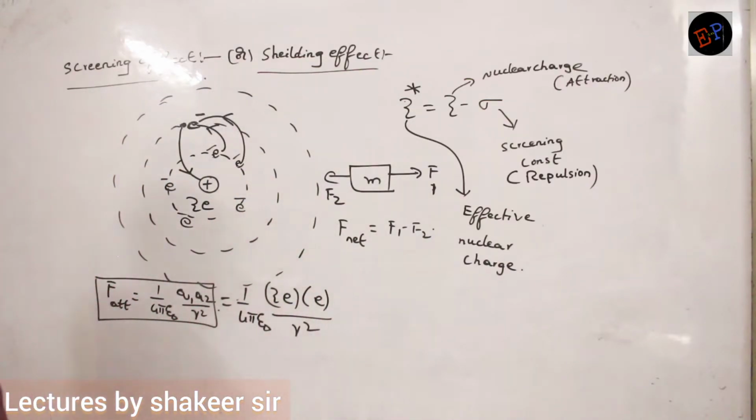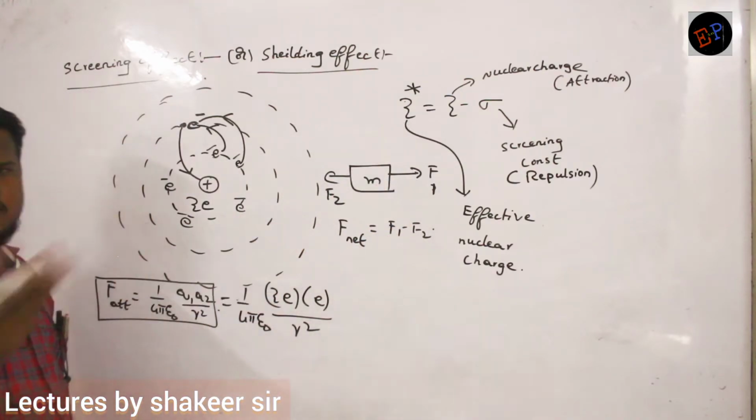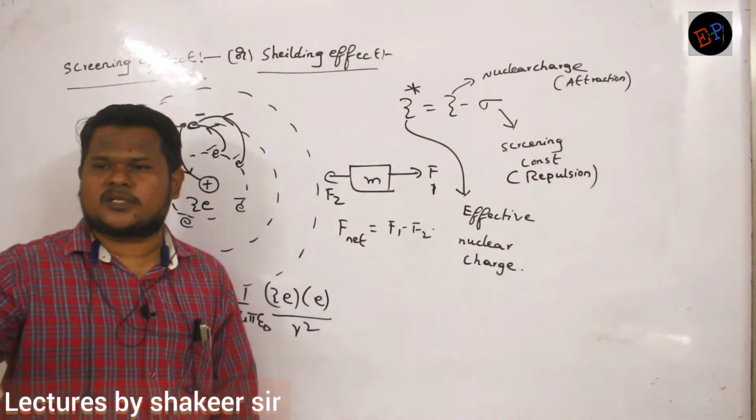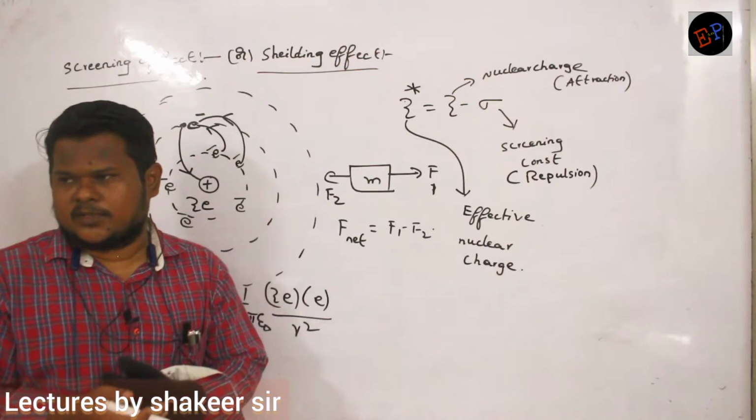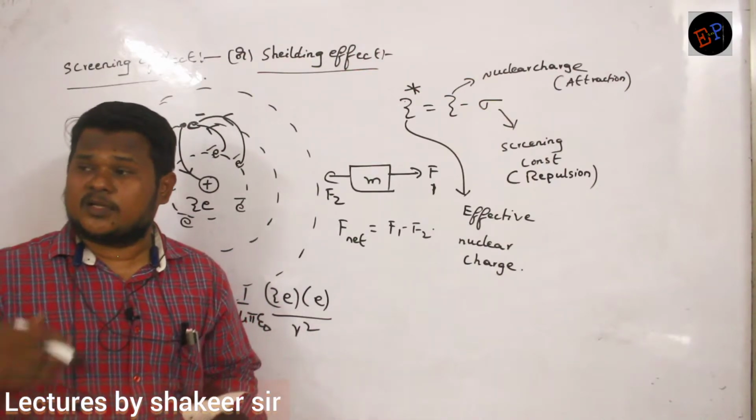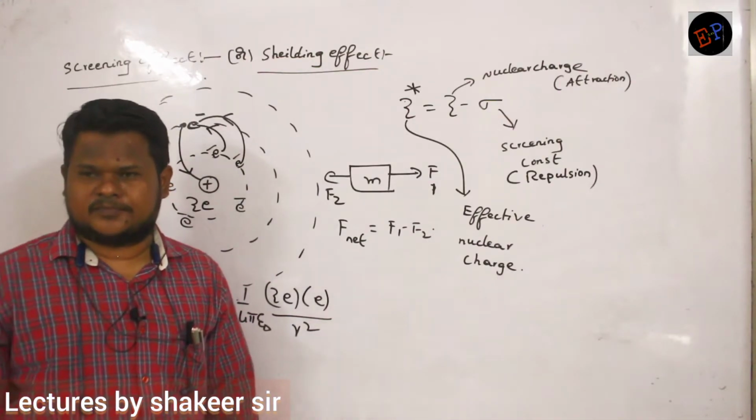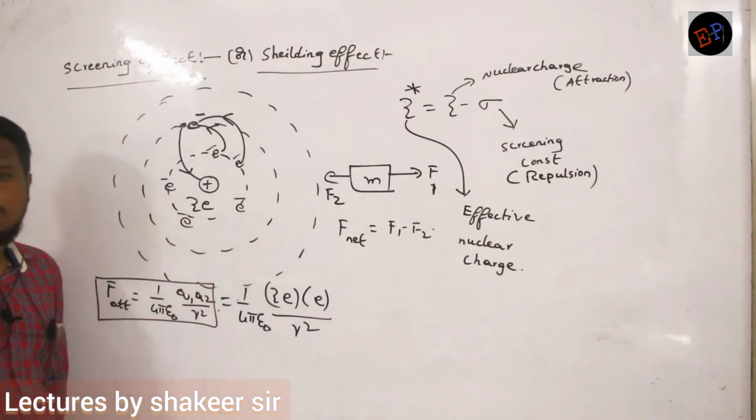So this effective nuclear charge, he may ask you to calculate for any electron. For an electron present in the second shell, third shell, fourth shell, he will ask you the question to calculate for any of them. It may be present in any shell. So this concept we can call the screening effect or shielding effect.